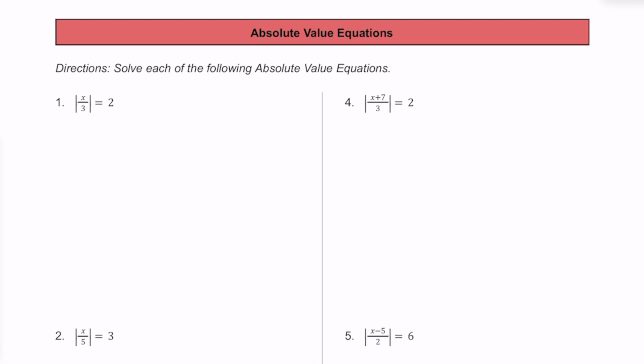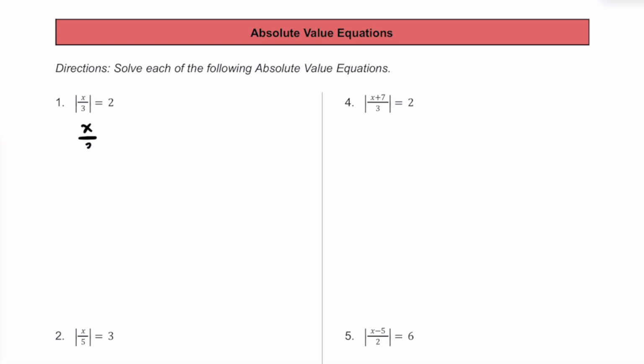Let's practice solving some absolute value equations together that have some fractions inside the expressions. So for number one, let's take a look. We have the absolute value of x over 3, or x divided by 3, is equal to 2. So in order for this to be true, one of two things could happen.